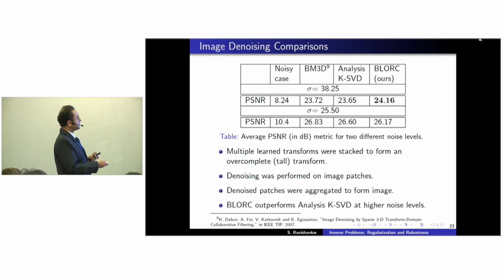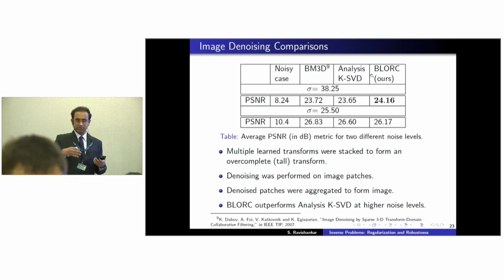So what we found is that at higher noise levels, the supervised scheme works better. At lower noise levels, analysis KSVD is slightly better because it learns features on the noisy image itself. And if the noise is less, then you can learn the features more reliably.